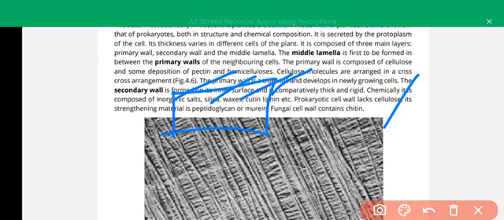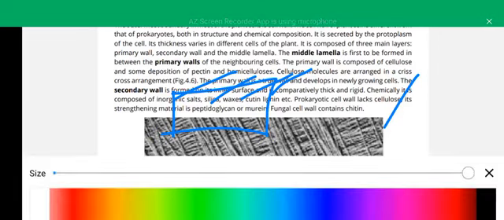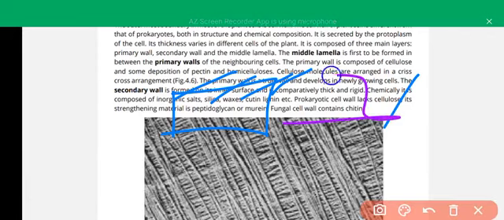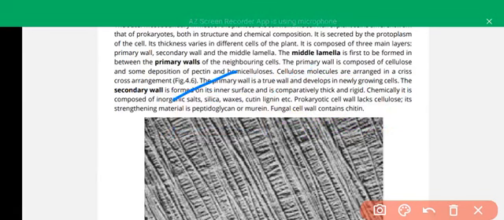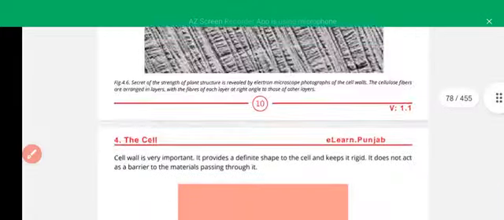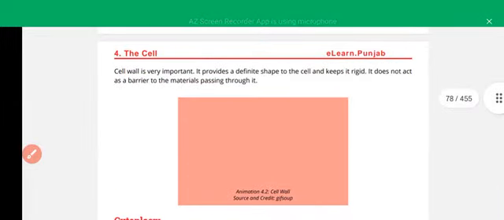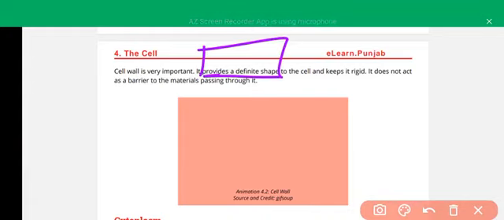Here is the difference between prokaryotic cell wall and eukaryotic cell wall. And the fungi contain chitin, a carbohydrate, in their cell wall. We have also studied about it in the biomolecules section, chitin and the polysaccharides. Then how important is the cell wall? It provides definite shape, keeps the cell rigid.